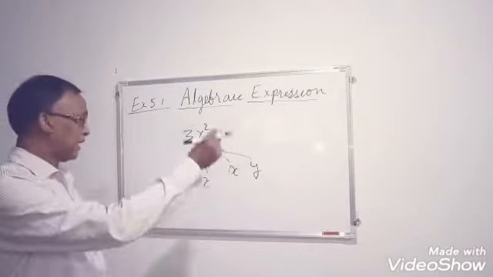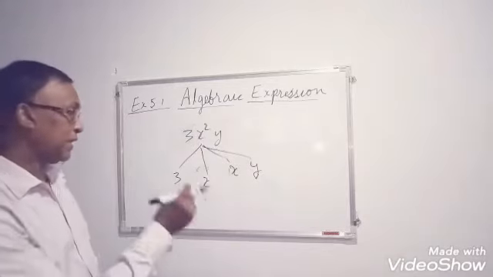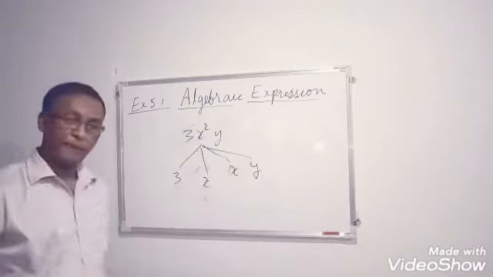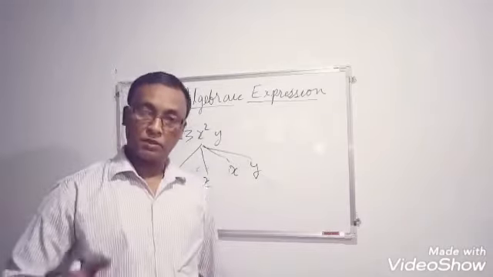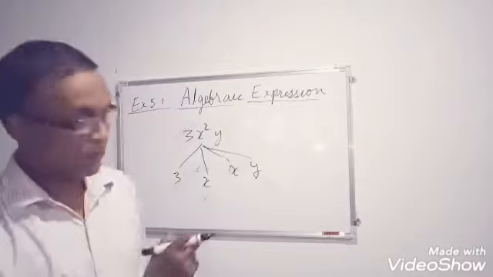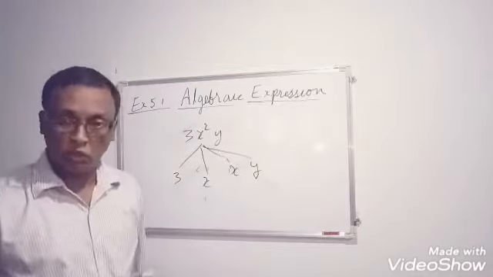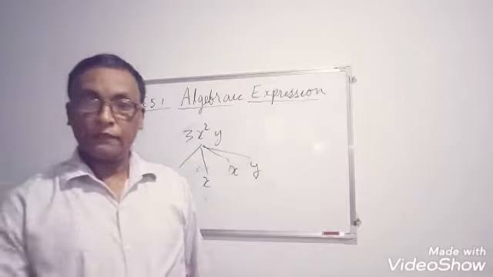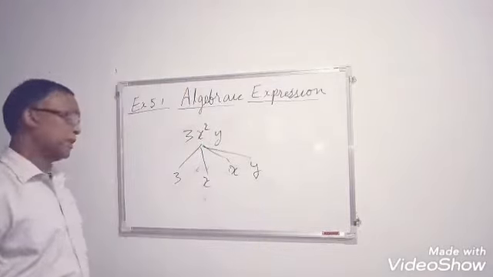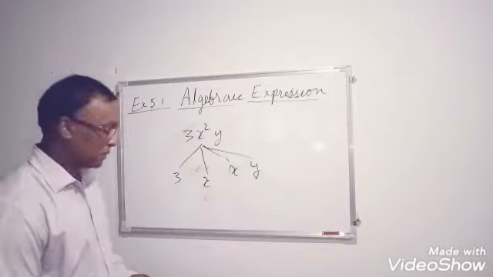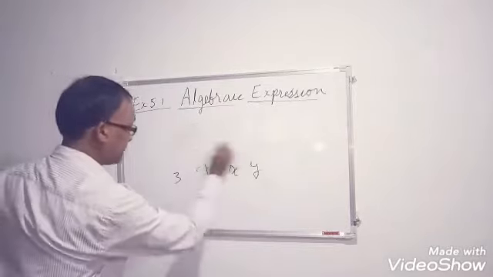So in this algebraic expression that we are discussing today, first you have to know what the terms are, secondly what the factors are, thirdly what the coefficient is. Any factor of the term is called the coefficient of the product. Then fourthly, the numeric coefficient: 3, the numeric part. Now we can start with the exercise.